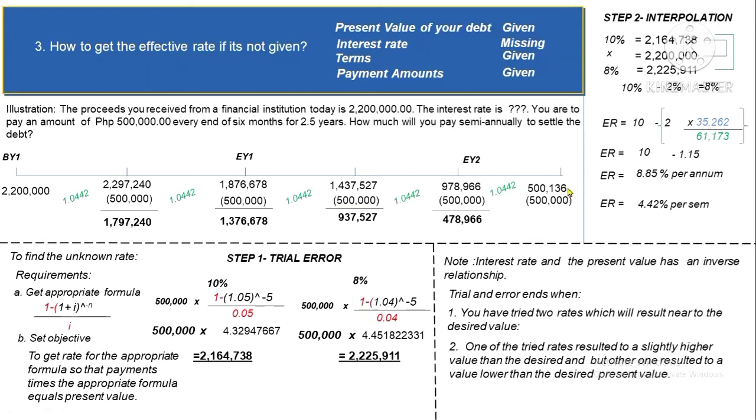500,136. This is supposed to be 500,000, but because of our rounding off factors, that's why there's a discrepancy of 136. So this is supposed to be 0. But if you wanted to have the exact rate, then you repeat the trial and error and interpolation. But this time, you need to choose two rates which will result closest to 2.2 million. So that's it for question number 3.